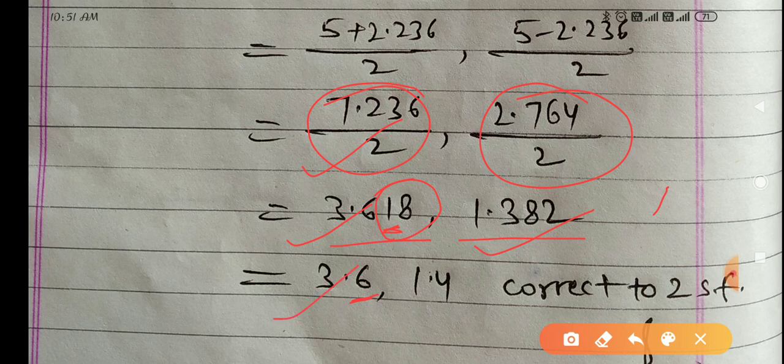So that's why the first answer is 3.6. Now you can see in this answer, 3 and 6, there are two digits. In the second answer you can see 1.382. Now the digits which you are removing are 82. So due to this 8, this 3 will be increased by 1, it will become 1.4. So you can see in 1.4 there are two digits. So these are the answers correct to two significant figures. But these are the answers up to one decimal place. If you talk about decimal places, these are the answers up to one decimal place. But if you talk about significant figures, these are the answers up to two significant figures.